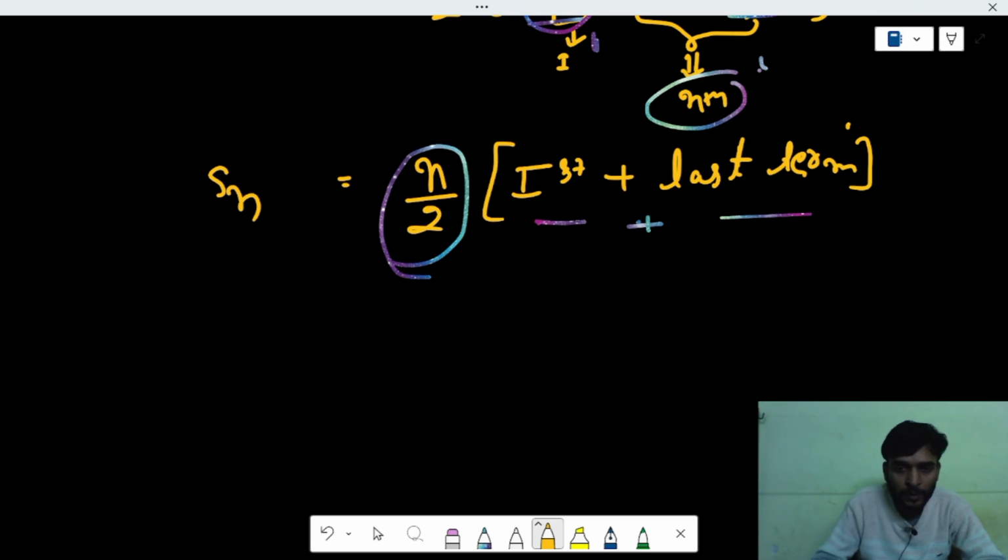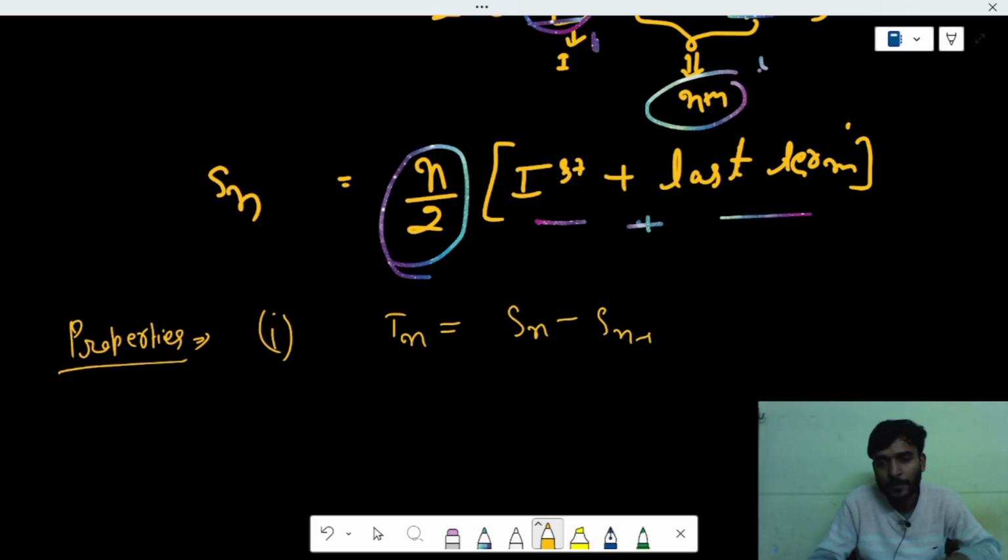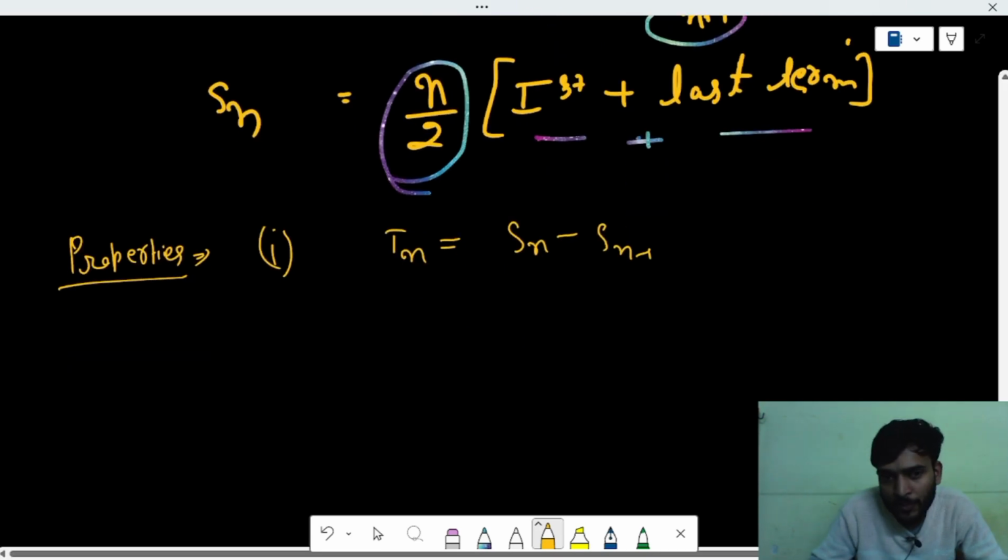Now I am discussing some properties. First, for any sequence, Tn equals Sn minus Sn minus 1. Now I am moving on to prove these properties.